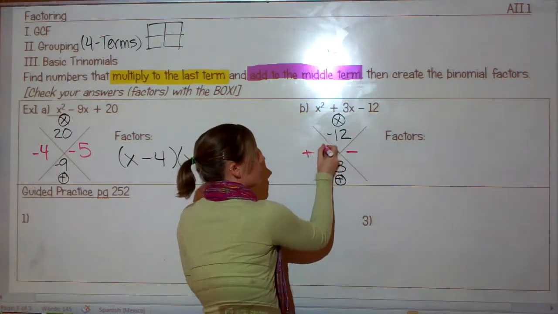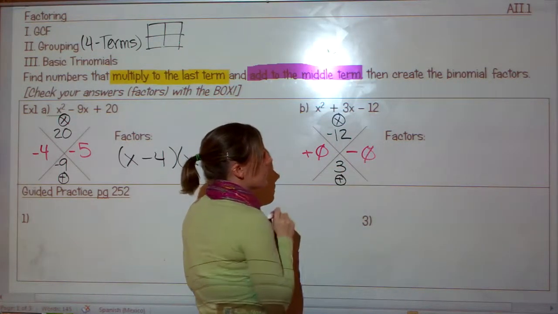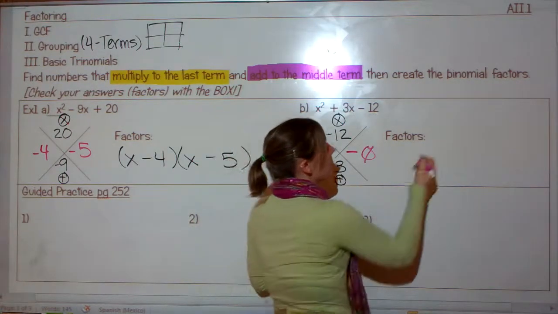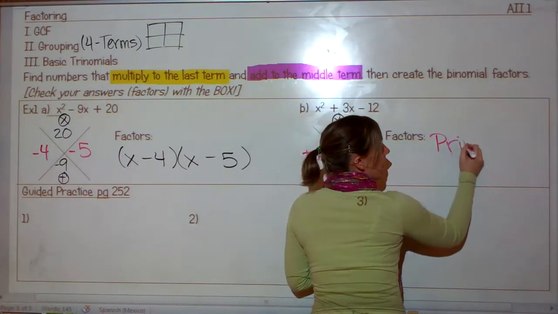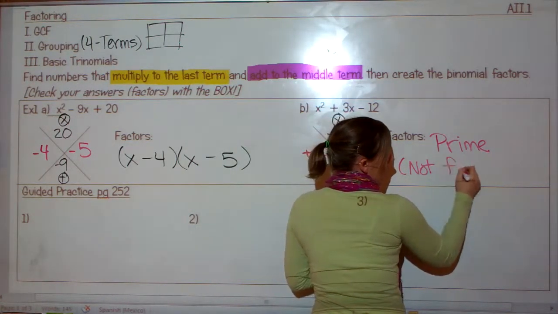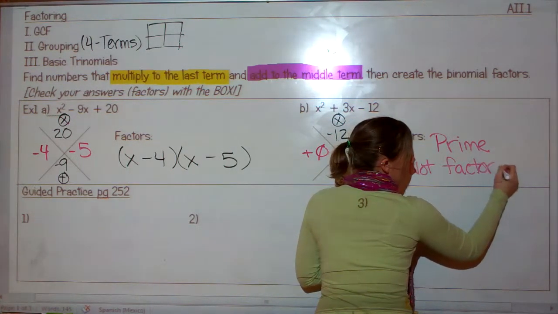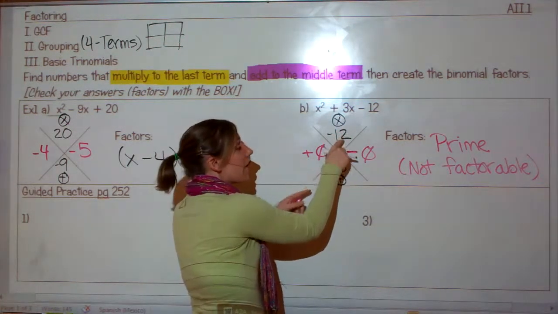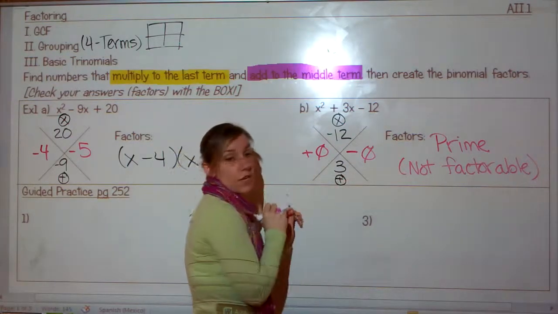If they don't factor, I'm just going to use the empty set, meaning nothing works. Okay, and this is what we would call prime or not factorable, because you cannot find numbers that match both of those criteria.